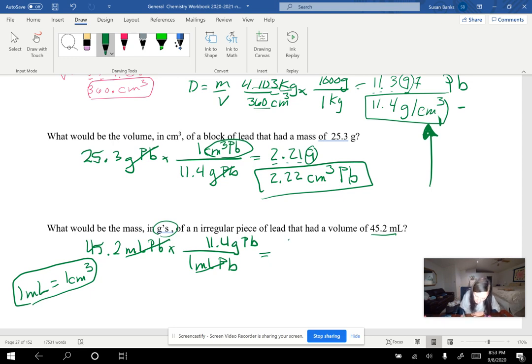And when I'm done with that, my calculator gives me this. I started with 3 digits, so we'll do 3 digits. That 2 tells me to round down. So I'm going to call this 515 grams of lead. Okay?